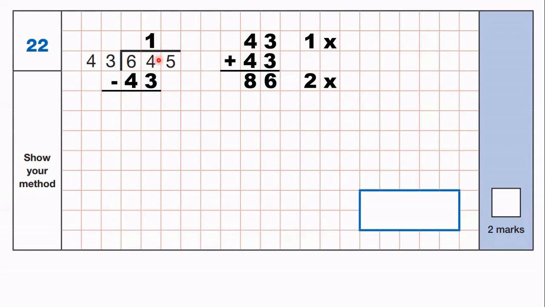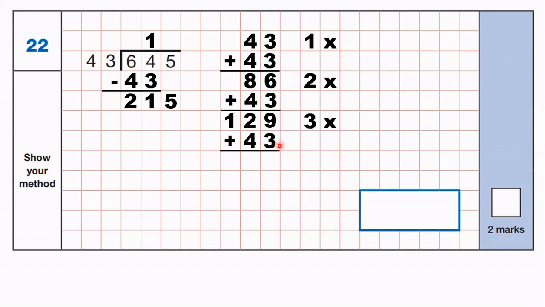So now we subtract. 4 minus 3 is 1, 6 minus 4 is 2, and now we bring down our 5. So we need to work out 215 divided by 43. If we add another 43, we get 129, so that's 3 times. Now let's add another 43, so 9 plus 3 is 12, so 1, 2, and I've written the 1 in red only so that it's easier for you to see on screen. Now 1 plus 2 plus 4 is 7, and 1 plus nothing is 1. So that's 4 times 43.